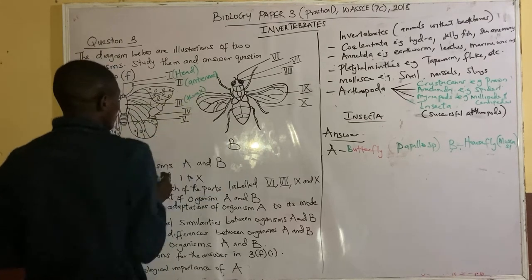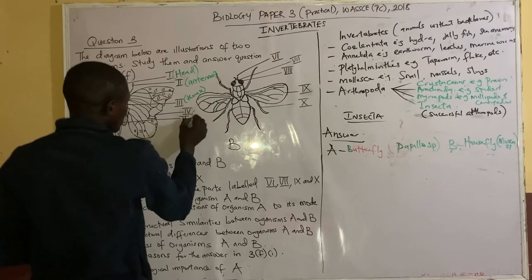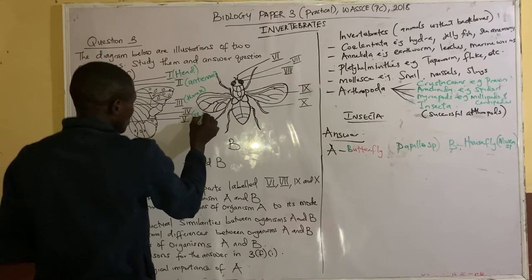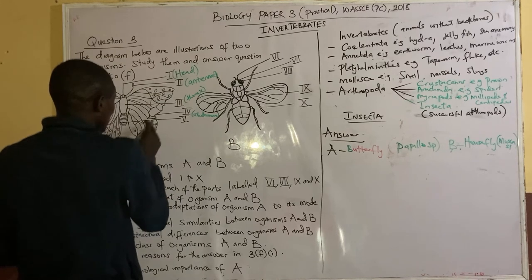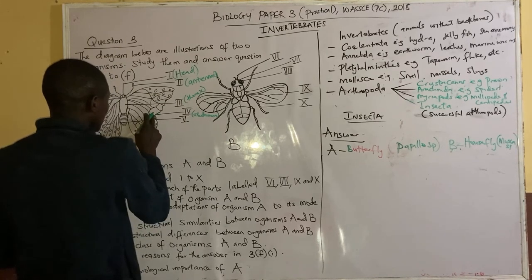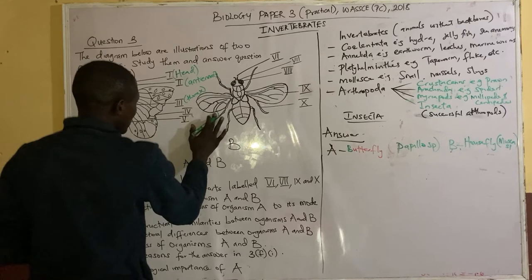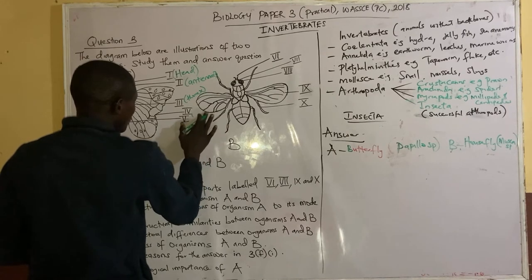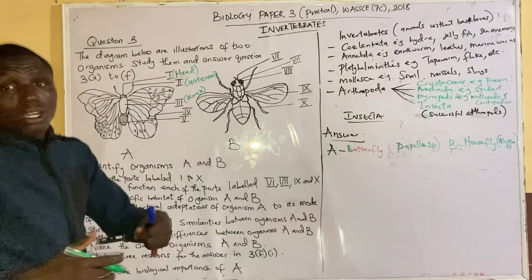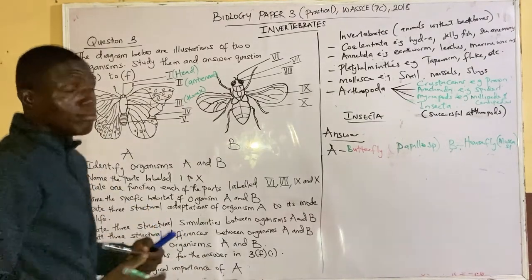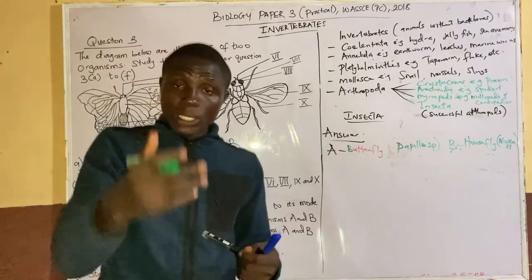This is the thorax. This one we have is called the abdomen. And the last one here is the abdomen. This one is the wing. Now, the butterfly has two types of wing, the front wing and the hind wing.